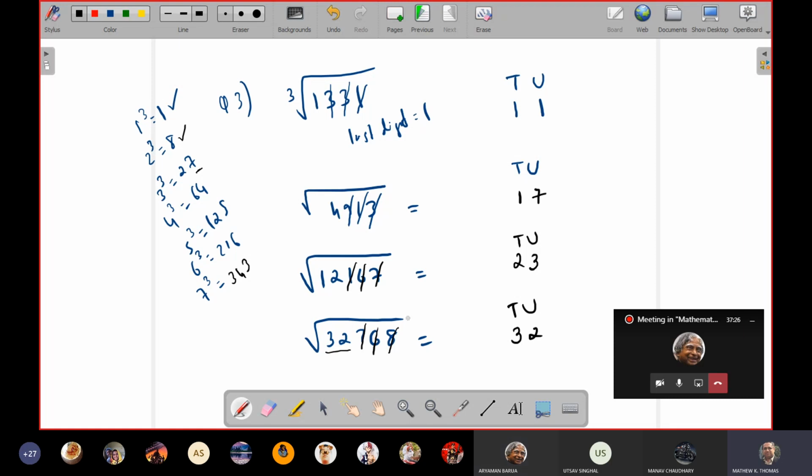Of course, this works only if it is a perfect cube. If it is not a perfect cube, then don't use it. Because sometimes the question is, is this number a perfect cube? Then you will have to do prime factorization and see whether we can make it into groups of 3 or not. If you are not able to make it in groups of 3, then that means it is not a perfect cube. Okay, please note down this question 3, all the 4 parts.